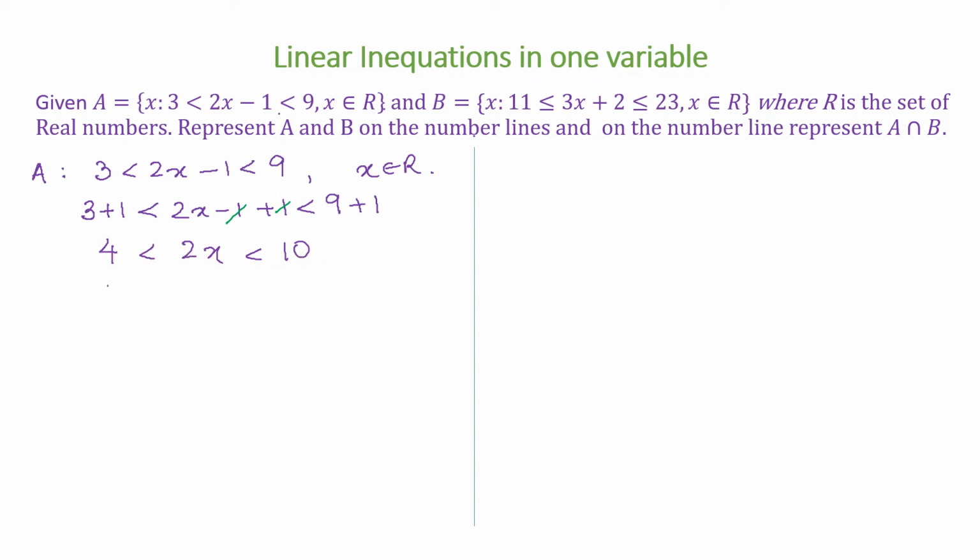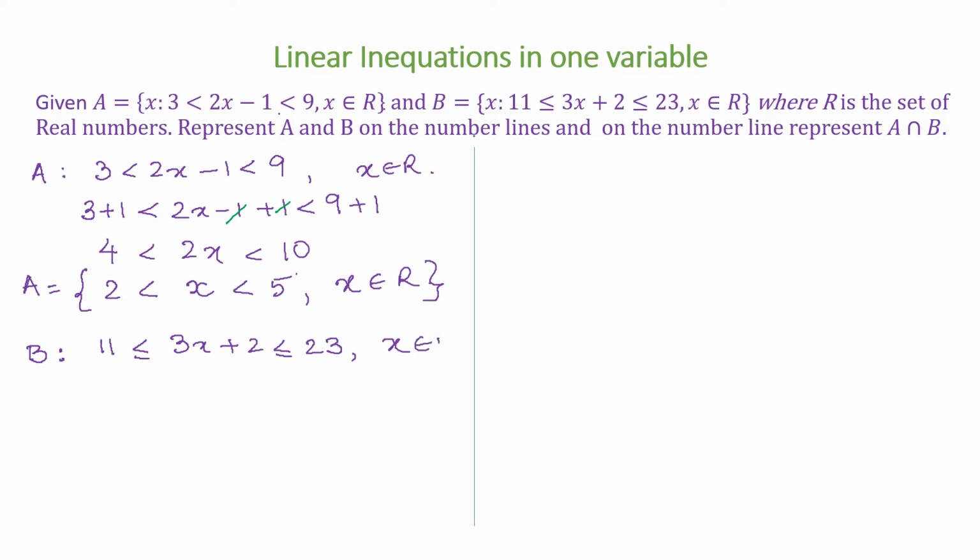Now this will become 4 is less than 2x minus 1 plus 1. So these two get cancelled and I will get a single 2x, less than 9 plus 1, that is 10. And then because I want only x, I am dividing the whole inequation by 2. So I will get 4 divided by 2 is 2, less than 2x divided by 2 will give me x, and less than 10 divided by 2 will give me 5. And yes, x belongs to R. So this is A. Let's look at B now. So B is going to be 11 is less than or equal to 3x plus 2 is less than or equal to 23, and x belongs to R.